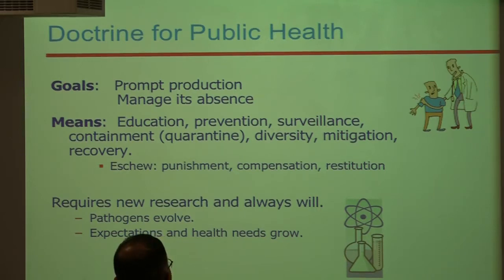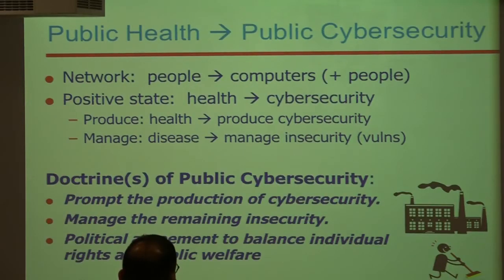So if you know about public health, and that was a 30-second introduction, then there's a very slick analogy between public health and cybersecurity. Instead of worrying about people, we're going to worry about the network. A positive state would be the positive state of producing cybersecurity. Instead of managing disease, managing cybersecurity, that means when there's an attack, you figure out a way to take it down. And so the doctrine of public cybersecurity, this new regime that we're proposing, is to prompt the production that you do with regulation. You accept the fact that there's going to be security and you figure out a way to manage it.